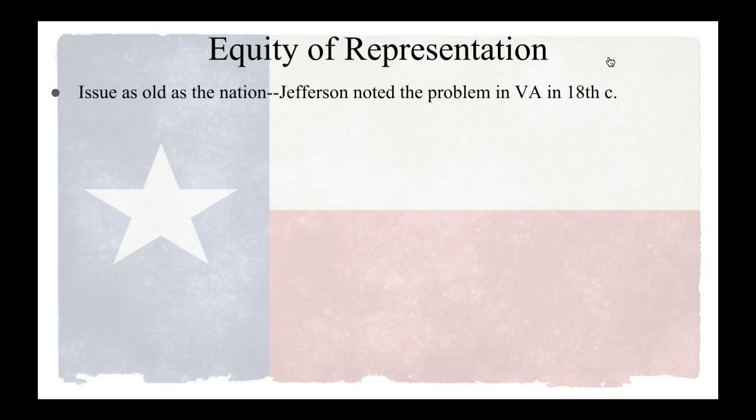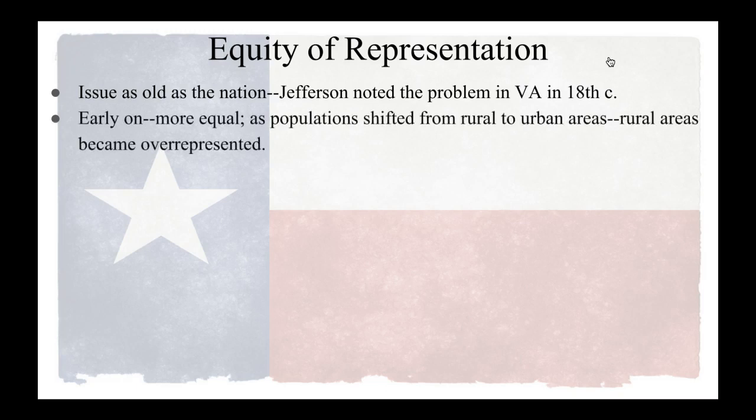The equity of representation isn't new. It's as old as the nation itself, and it goes all the way back to the 18th century in Virginia when Thomas Jefferson actually noted the process. Early on, representation was more equal. As populations have shifted over time, though, there have been some issues associated with this because people have moved from rural to urban areas. And so throughout the process, the rural areas have become overrepresented while the urban areas have become underrepresented.